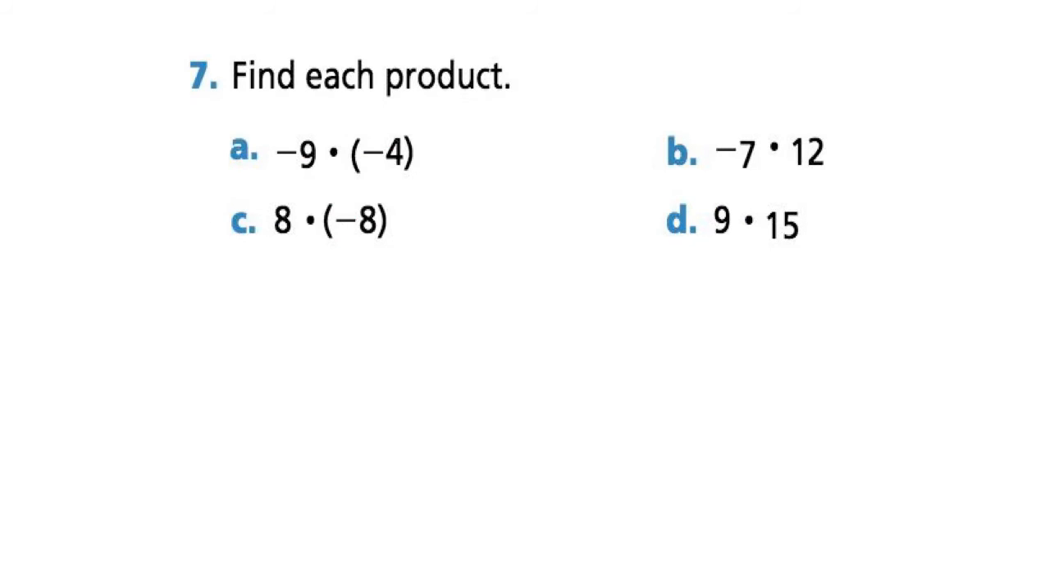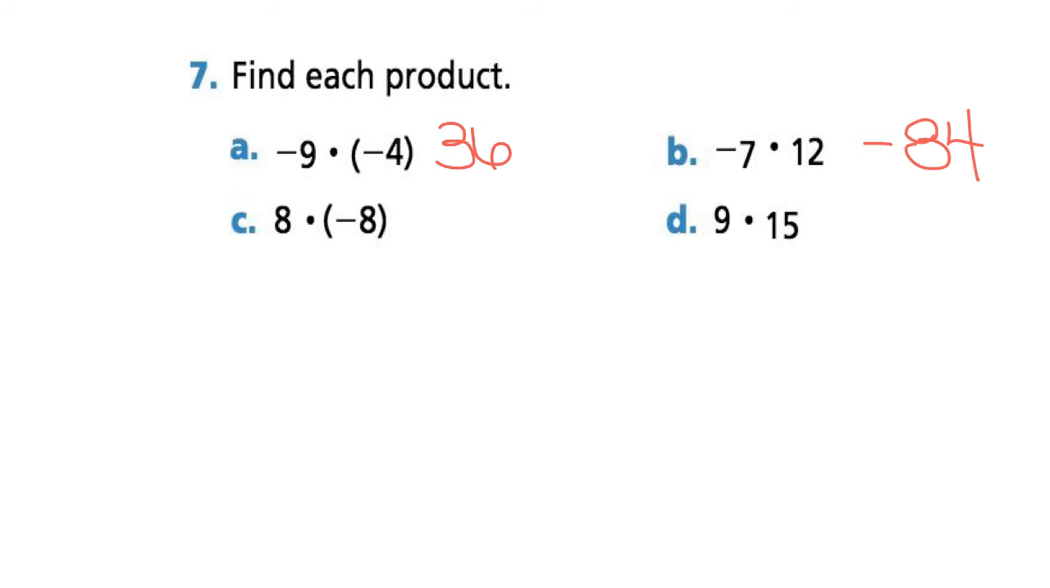Question number 7, part A. We're going to find each product, so find each answer to the multiplication problem. Remember your rules. Same sign, positive answer, different signs, negative answer. A, negative 9 times negative 4. This will be a positive, and 9 times 4 is 36. B, negative 7 times 12. Different signs, negative answer. 7 times 12 is 84.